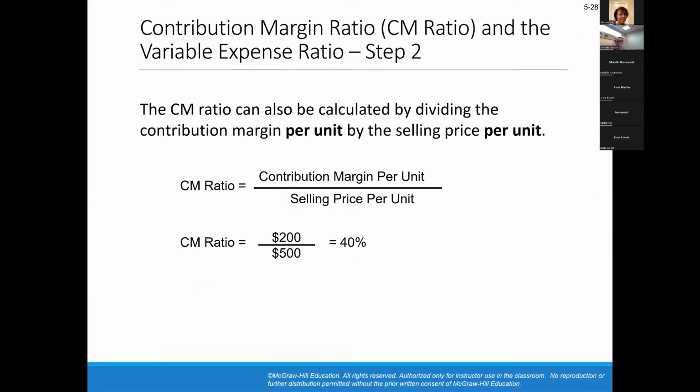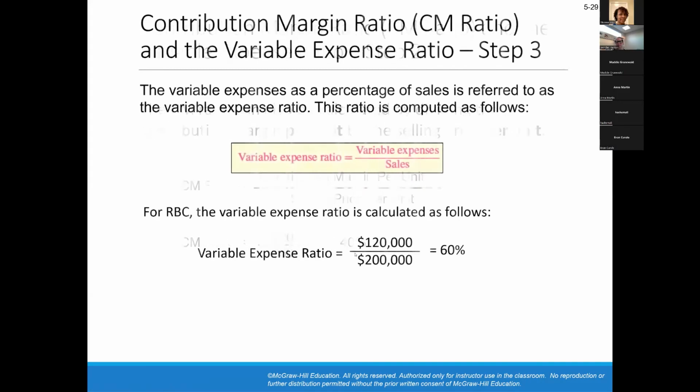The contribution margin ratio can be calculated per unit. So here's the contribution margin per unit over the selling price per unit. So in our example, we had 200 over the 500 selling price, and that's 40%. So whether you have the total or you have the unit, it's going to give you the same percentage.